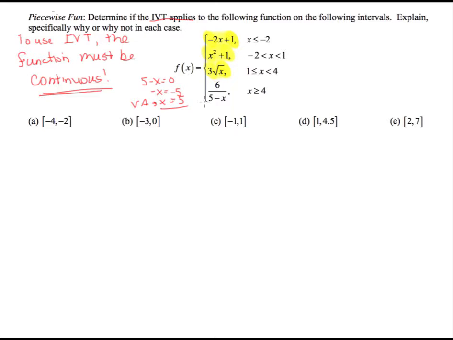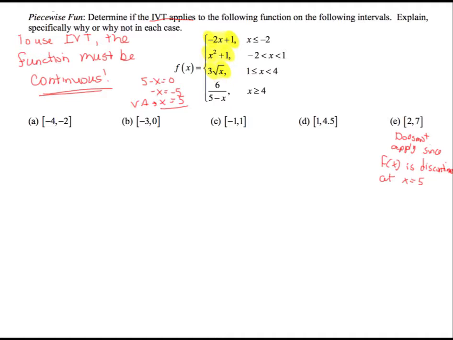So I can see in my last choice here, example E, when I'm looking at the interval from 2 to 7, 5 is in that interval. So automatically I know that I cannot use the intermediate value theorem for the interval from 2 to 7 because I have a point of discontinuity at 5. So as you can see, I wrote here, the intermediate value theorem doesn't apply since f of x is discontinuous at x equals 5.